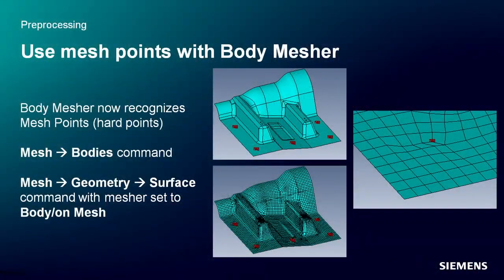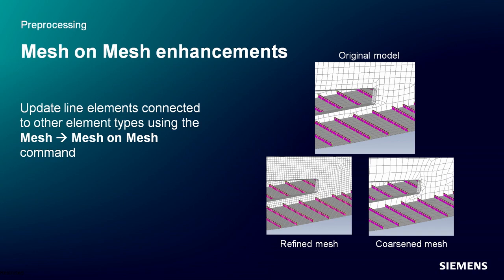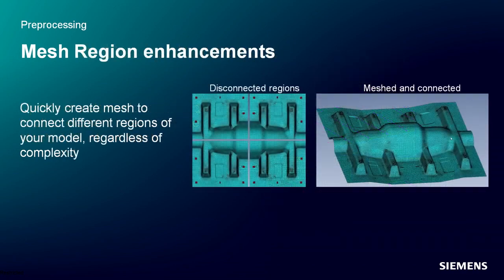Various meshing enhancements are now available in both Femap 2301 and 2306. For 2301, the Mesh Bodies command now recognizes mesh points, while the Mesh on Mesh command can now update line elements connected to shell elements being remeshed. In addition, a long-time meshing command, Mesh Region, has been made more powerful in 2306 by streamlining the selection of entities used to define the region.